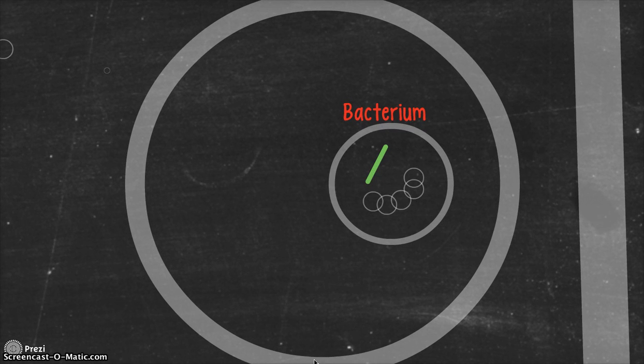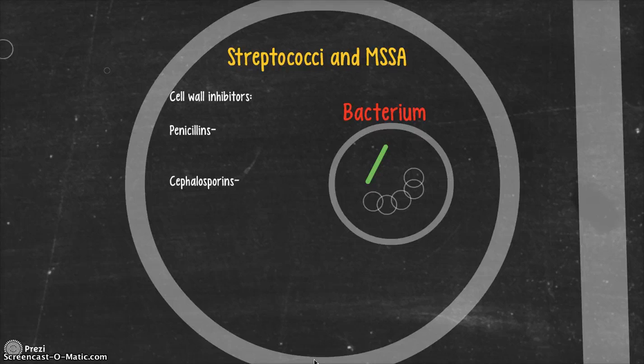In general, for streptococci and MSSA infections, cell wall inhibitors work effectively. These antibiotics contain beta-lactam rings, which inhibit cell wall synthesis of the bacteria. Examples include penicillin V or G. To note, penicillin V is the oral form, and penicillin G is the IV form. There is no good way to remember this other than to remember it's probably the opposite of what you think.